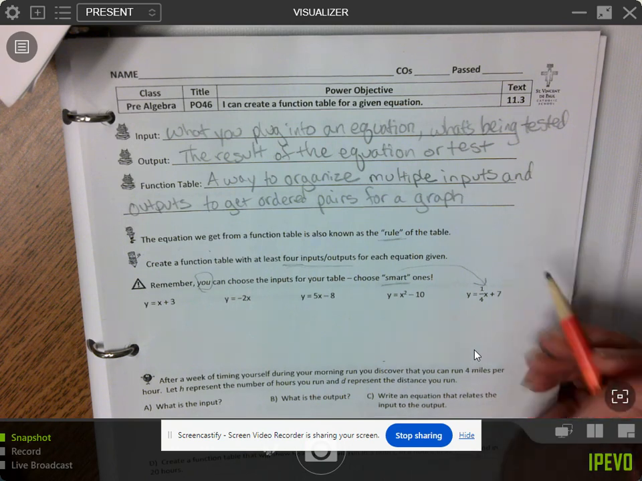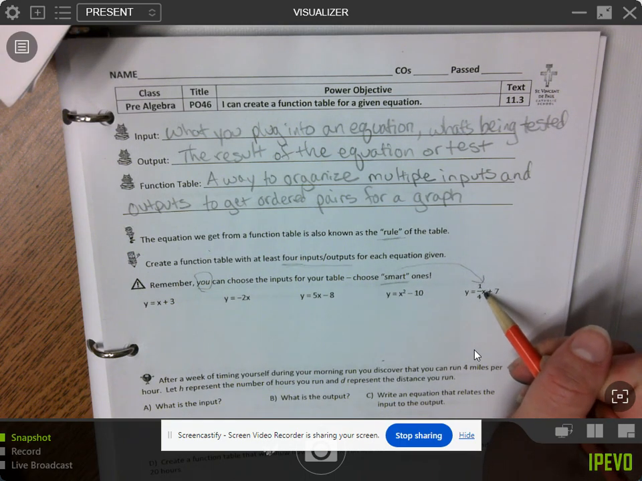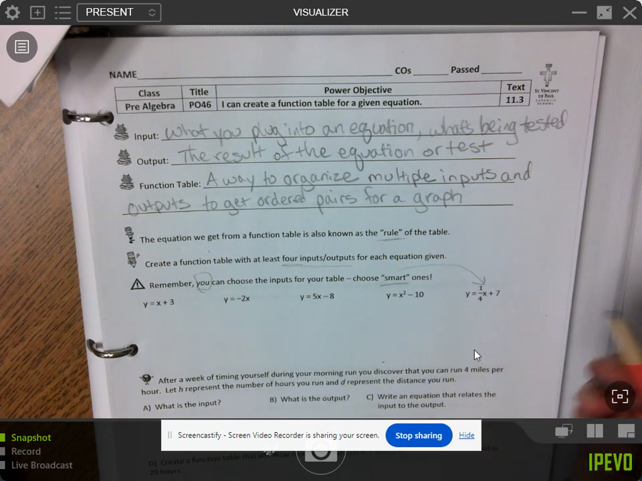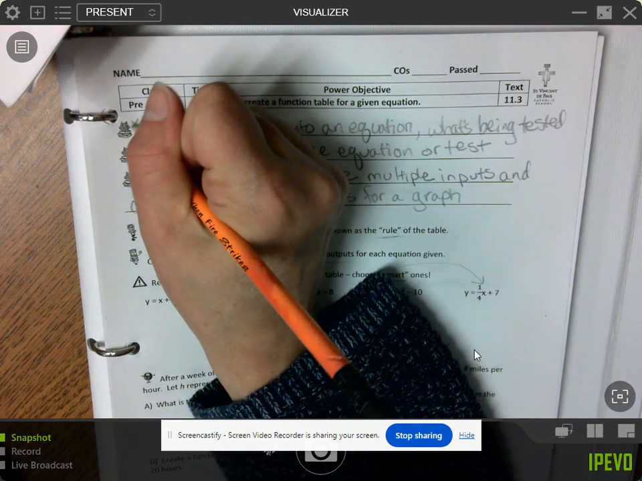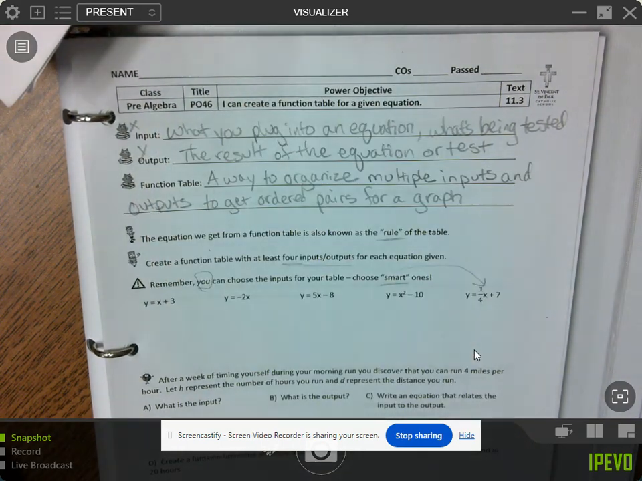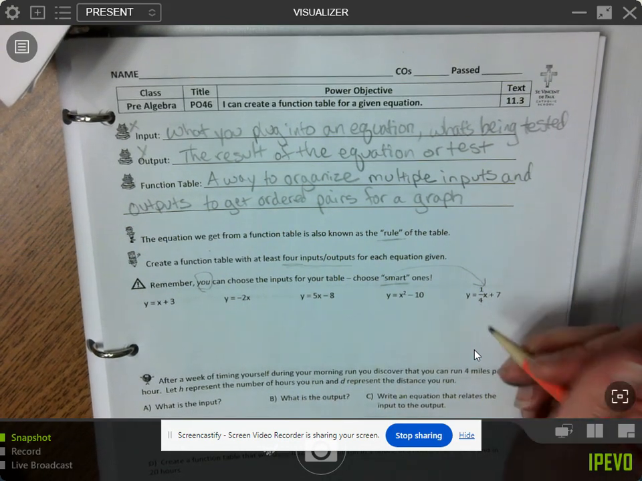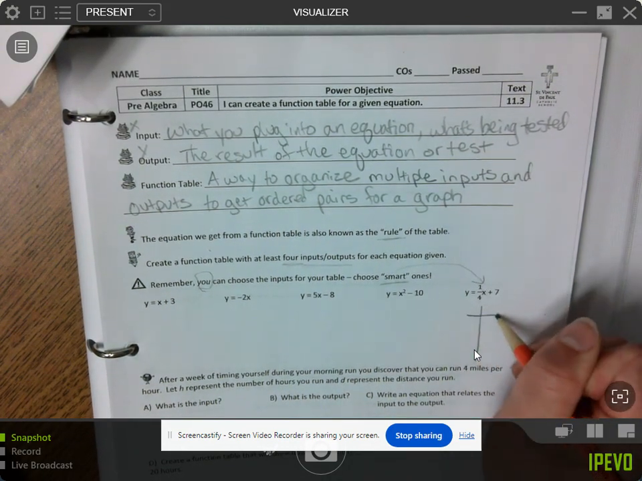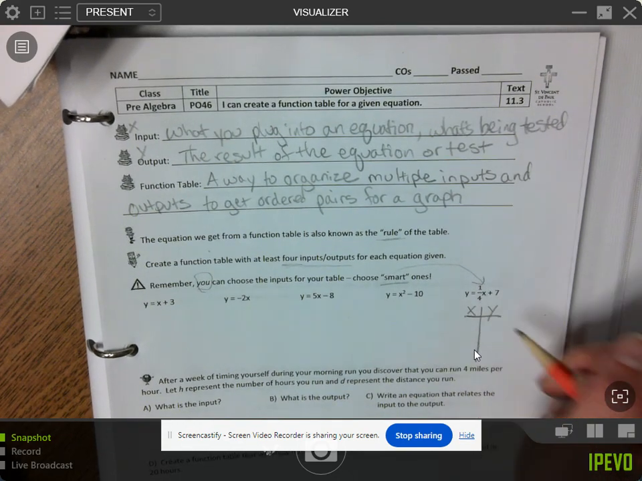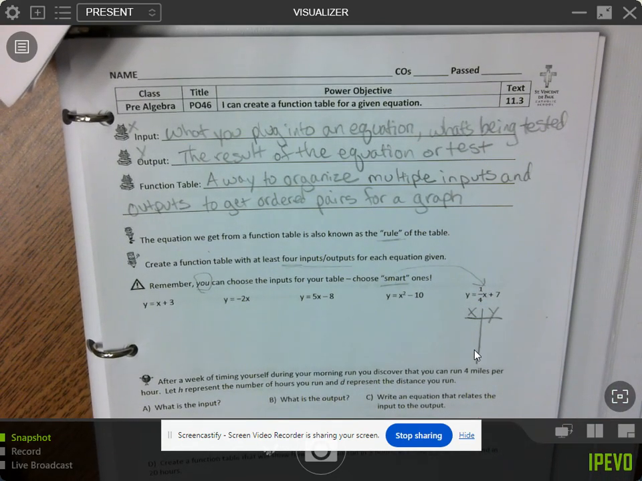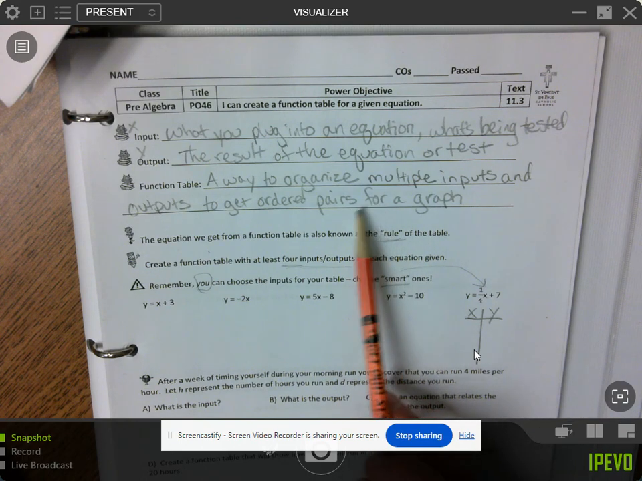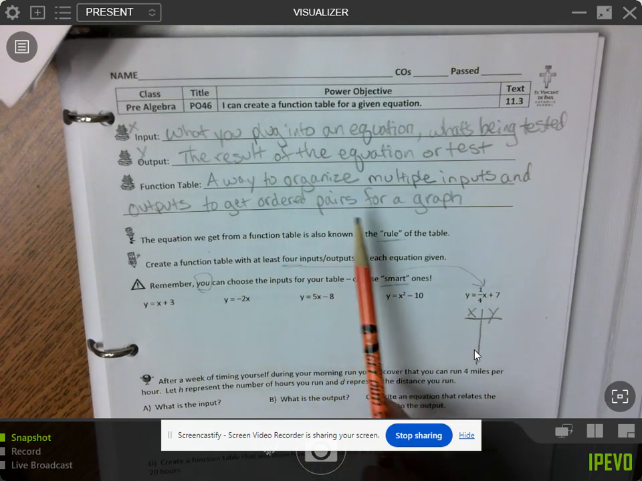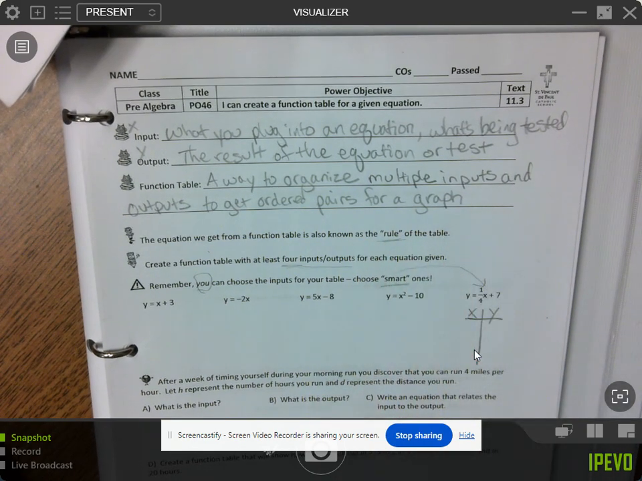So if we look at 1/4 and we're multiplying it by x, our inputs are always the x's and our outputs are the y's. So our function table, we're going to have x's and y's. Just like our ordered pair, the x always comes first, the y always comes second. Because we talked about a function table we use to get ordered pairs to graph them. So we want to set that function table up so it's easy to see those ordered pairs.